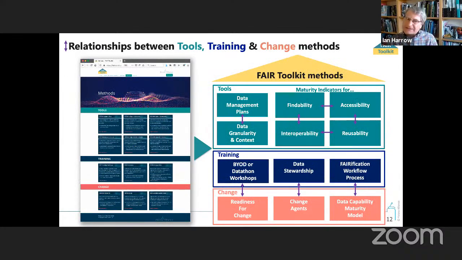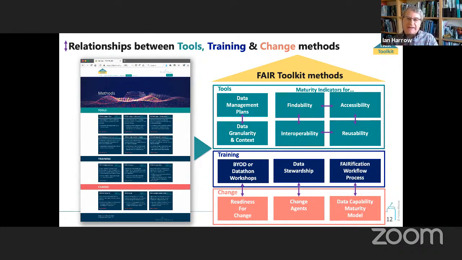So this slide, quite a busy slide, shows you how on the left side at the second level are the cards that describe the 6 tool methodologies, the 3 training methodologies, and the 3 change methodologies. On the right is a kind of simplified view of what is in those methodologies in the toolkit. And the arrows, the blue arrows on this slide, gives you an idea of the relationships between tools, training, and change methods. So obviously the maturity indicators for findability, accessibility, interoperability, and reusability, those are likely to be used together, although there may be different emphasis depending on the application, the business need on particular aspects of FAIR.